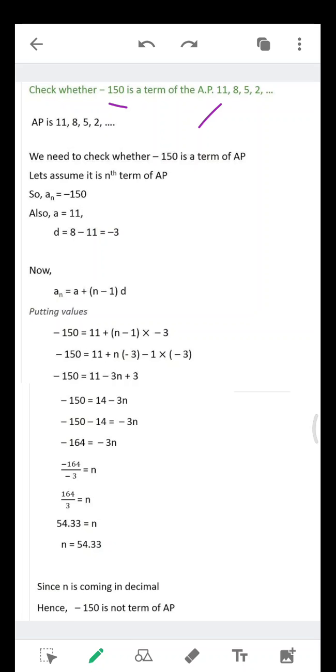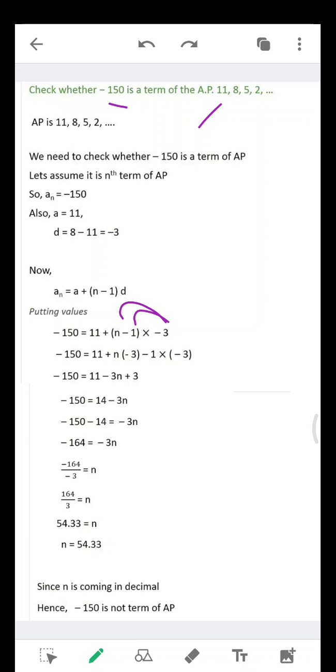So minus 150, let's find n value here also. We have the value of an, we have the value of a, we have the d value. We don't know what n value is, so here also we'll find n value. So minus 150 is equal to a is 11 plus n minus 1 into d, which is minus 3. When you simplify it, open the bracket with minus 3, so you will get minus 3n plus 3, then 11 plus 3 gives you 14, so 14 minus 3n.